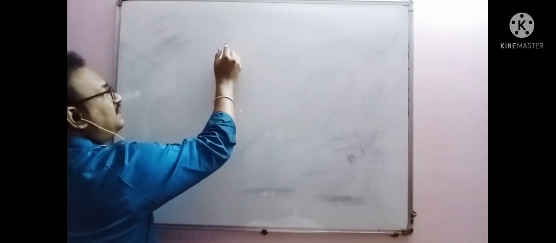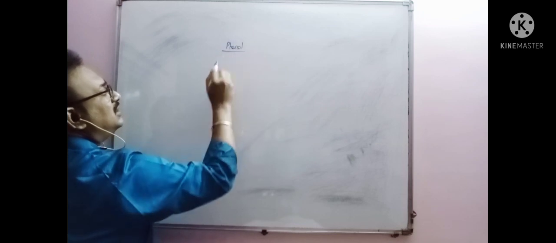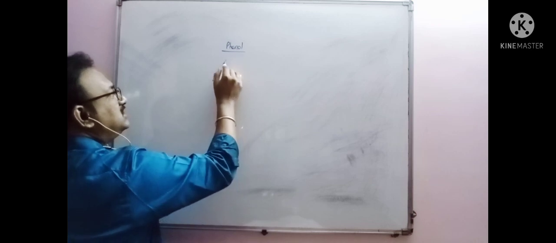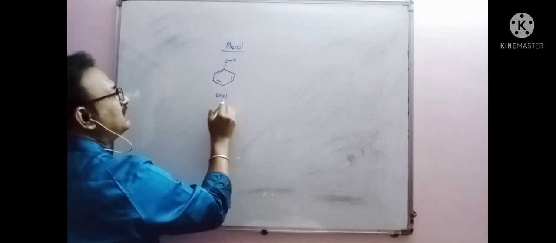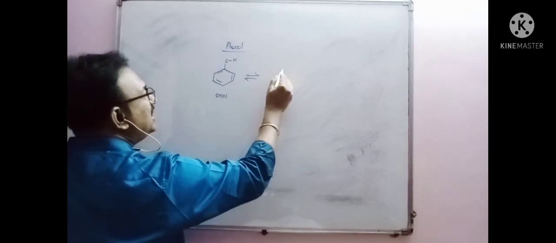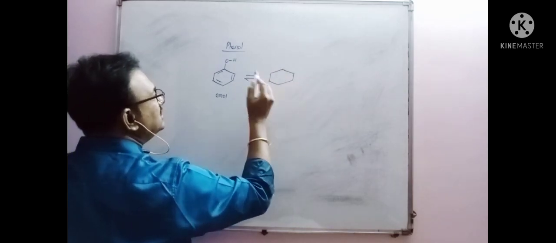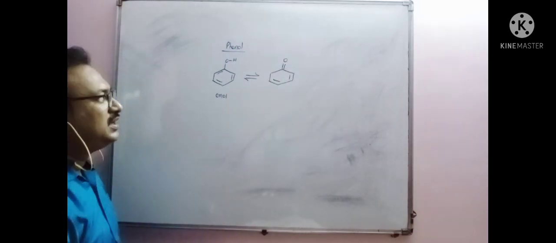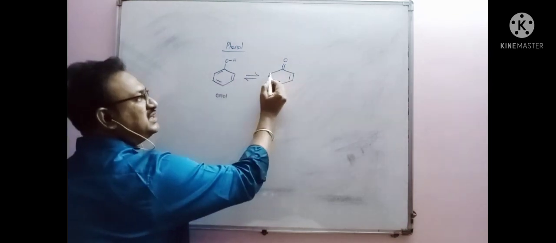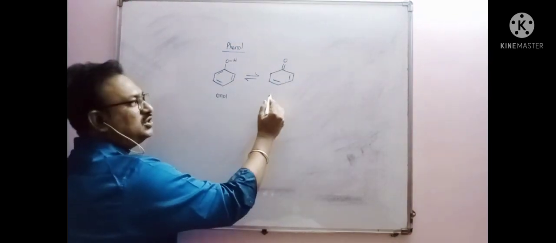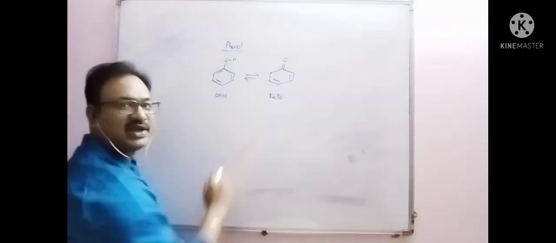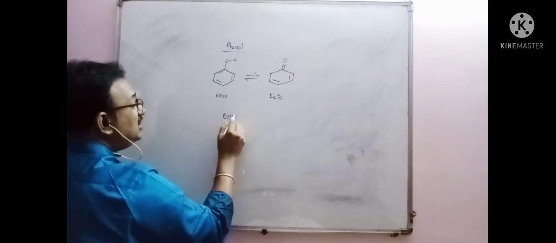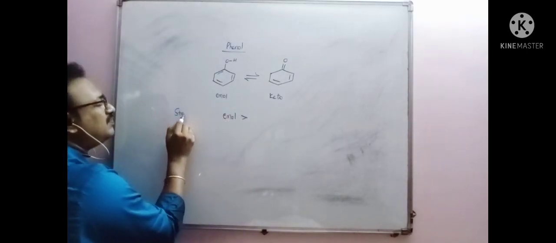In the case of phenol, C6H5OH, this is the enol form. And the tautomer of this compound will be like this. Hydrogen will be exchanged between this alpha carbon and oxygen. So this is the keto form. Enol form and keto form. Here which is more stable? No doubt, here the enol form is more stable than the keto form.